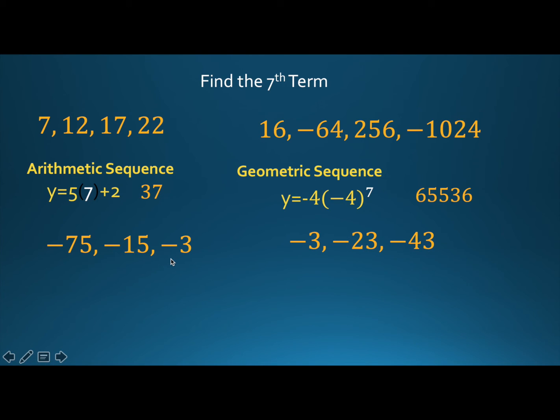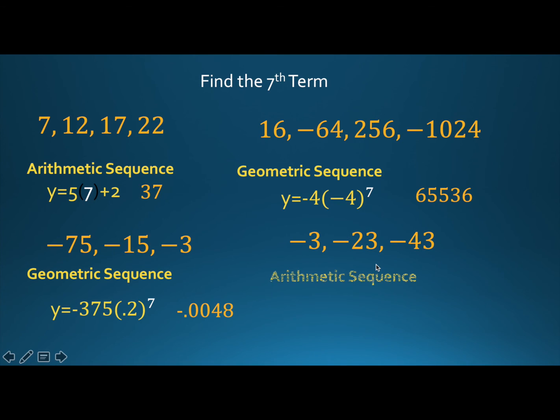This one is a geometric sequence. 0.2 is our multiplier because each time we are dividing by 5. Our 0 term is -375. Plug this into a calculator, you should get -0.0048. This last one is an arithmetic sequence.